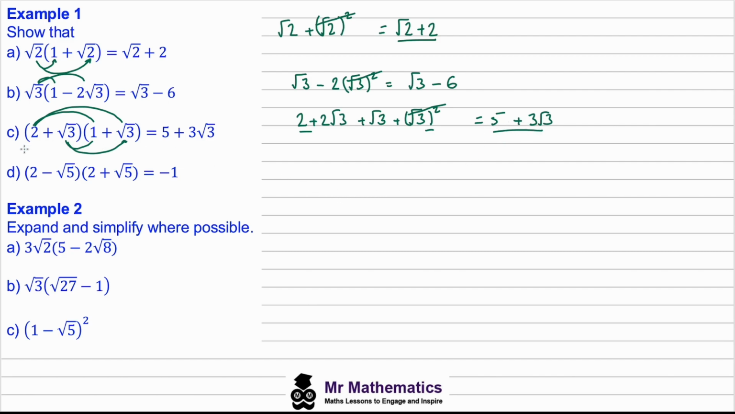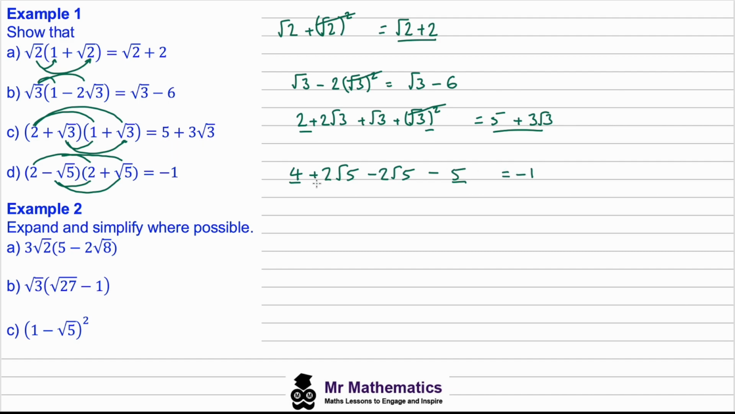And then for question D, if we have the 2 times the 2, this will give us 4. And then the 2 times the positive root 5, this will give us 2 root 5. And then the negative root 5 times 2, minus 2 root 5. And then the negative root 5 times the positive root 5. Now this negative and positive will give us a negative, and then we'll have the root 5 squared, which we know is just 5.